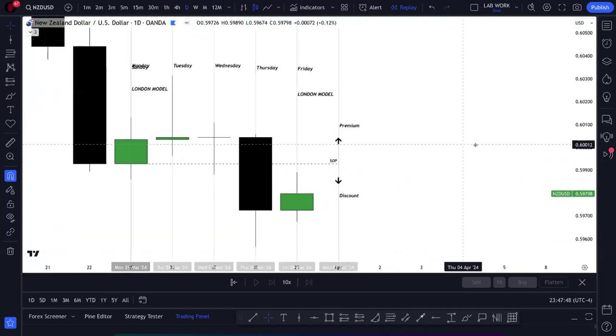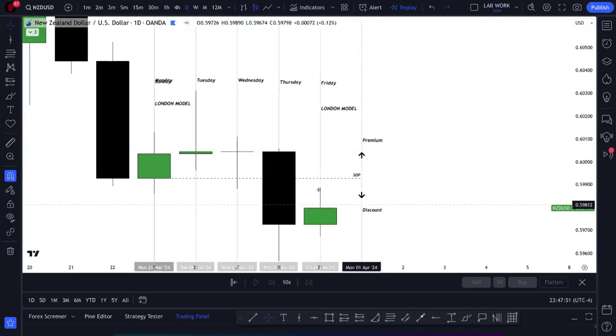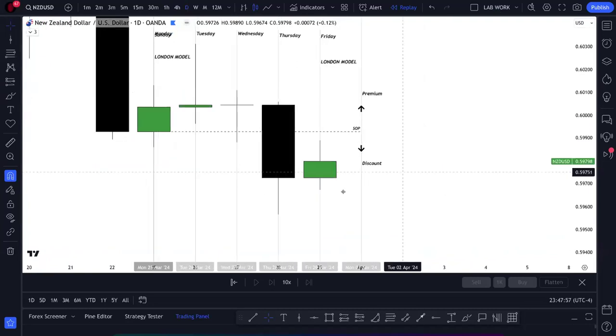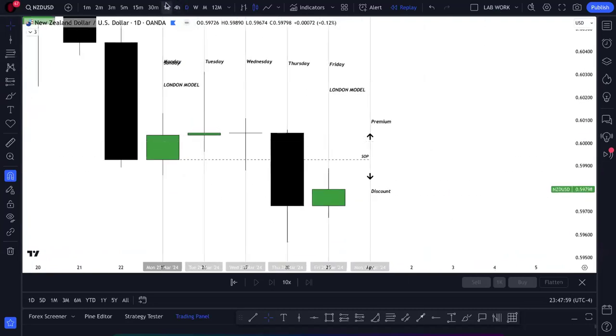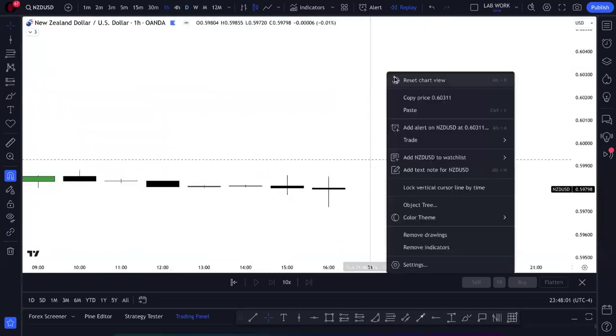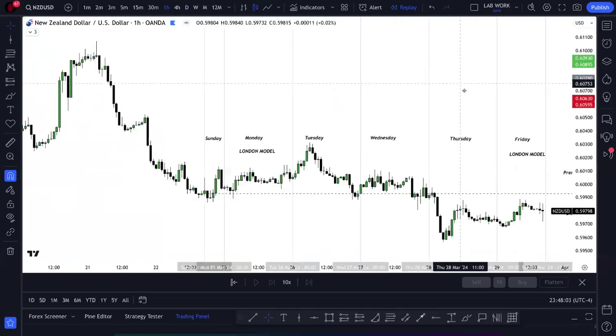So each day itself, as it progresses. So you can see how it went up. Tuesday made the high of the week, clearly, and Thursday sold off and made the low of the week. Go back to a 1 hour, and all that data is transcribed like that on the 1 hour.